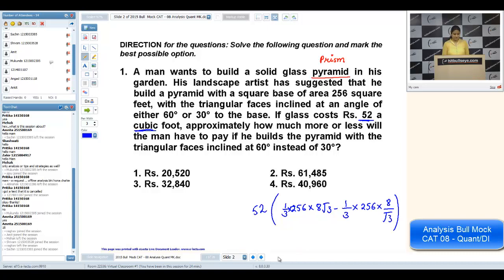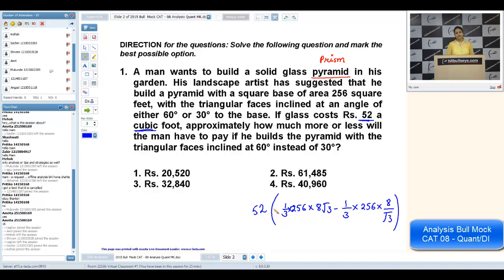Yeah, any problem in this? It was a total visualization question. Whenever you come across a pyramid or prism question, actually they are very easy. You must know the formula. They actually are formula based and a little bit of visualization. Okay, anything else in this question? Okay, I'm moving further.